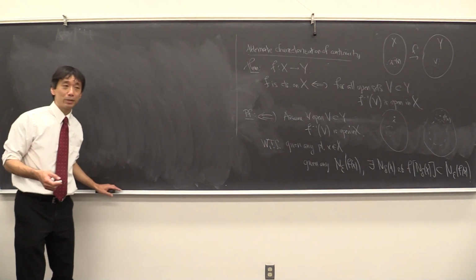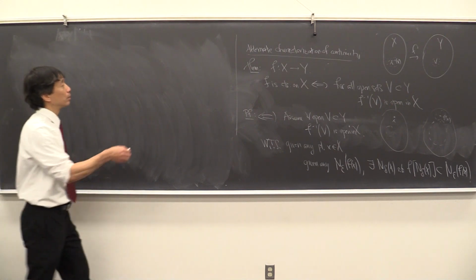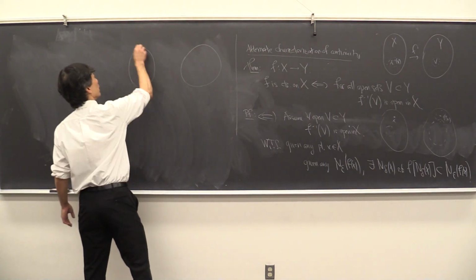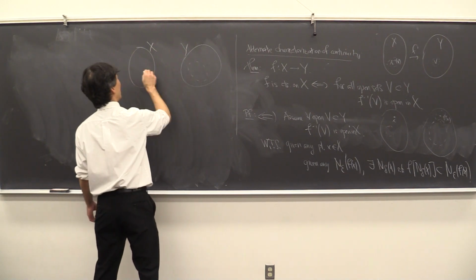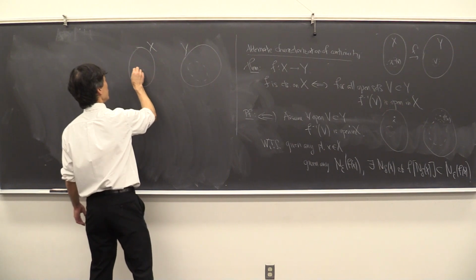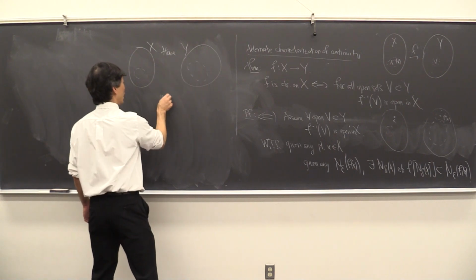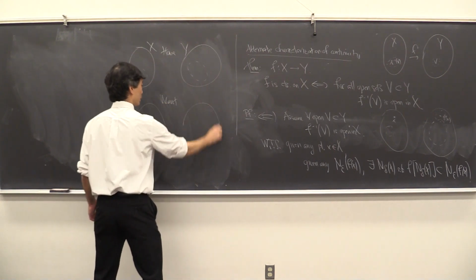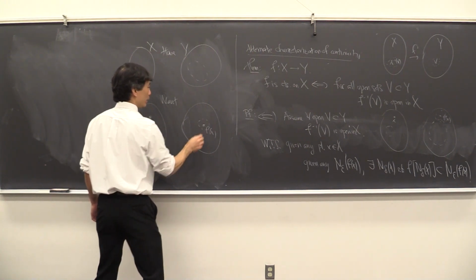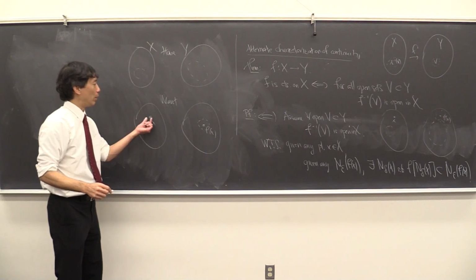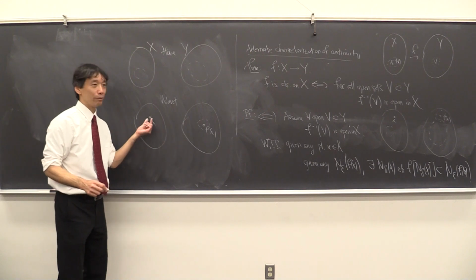Did anybody see how that might work? Here's our Y, here's our X. We have this pullback of open sets: pull back an open set, and it's still going to be an open set. What we want is that if we have a point here, and we look at the epsilon neighborhood, we can find a ball around X that gets mapped inside the epsilon neighborhood. How do we find such a ball?